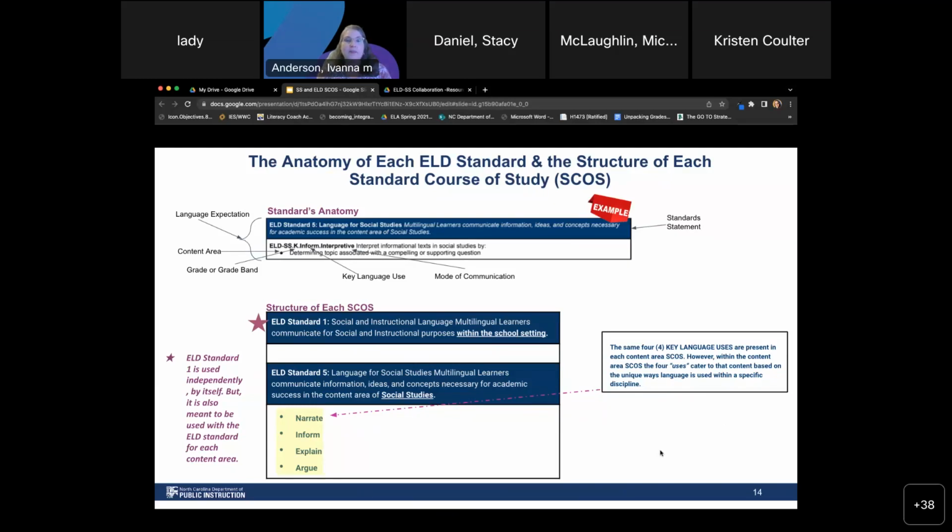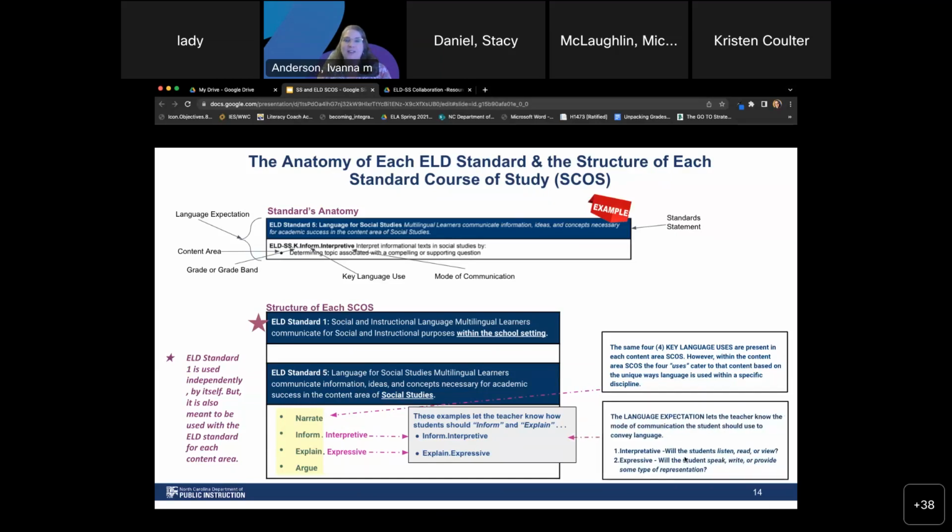And if we'll click, so within the narrate, there we go. We have the opportunity to either inform or to explain. And so with inform and explain, sorry, we have interpretive and expressive. And one more click, and the interpretive and expressive are part of our language expectations here.